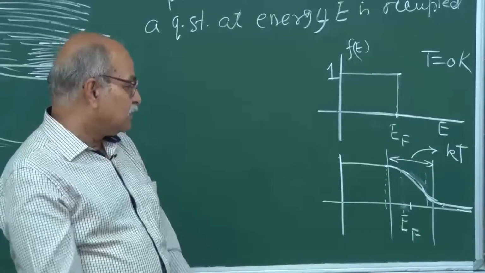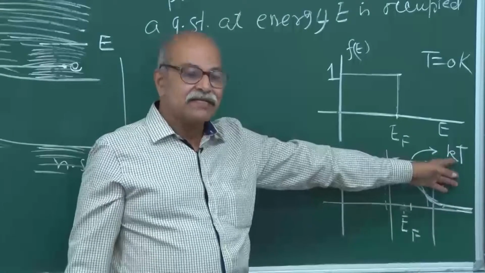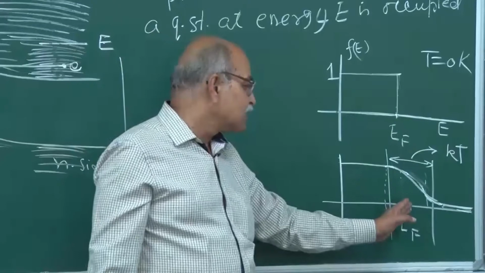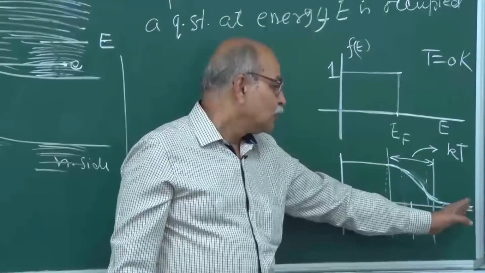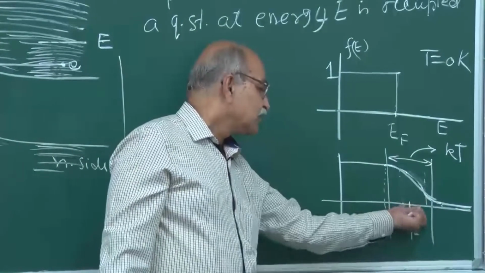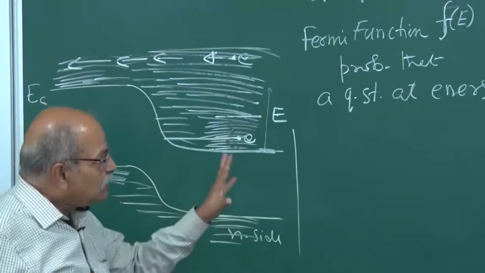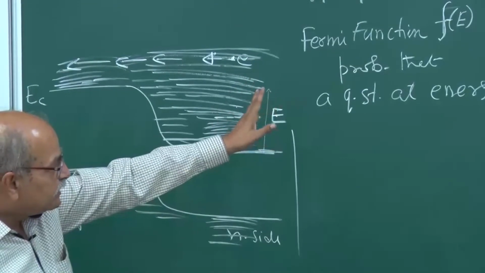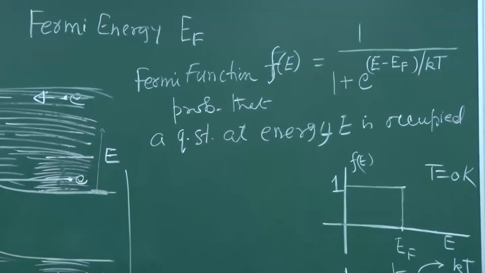So if you are say 100 kT times to the left, probability is almost 1. If you are 100 kT times on the other side, the probability is 0. But then if you are say 2-3 kT times this side or that side, then you can have this probability. Okay, so now let us use this function to get probabilities in intrinsic semiconductor, p-type semiconductor, and n-type semiconductor.